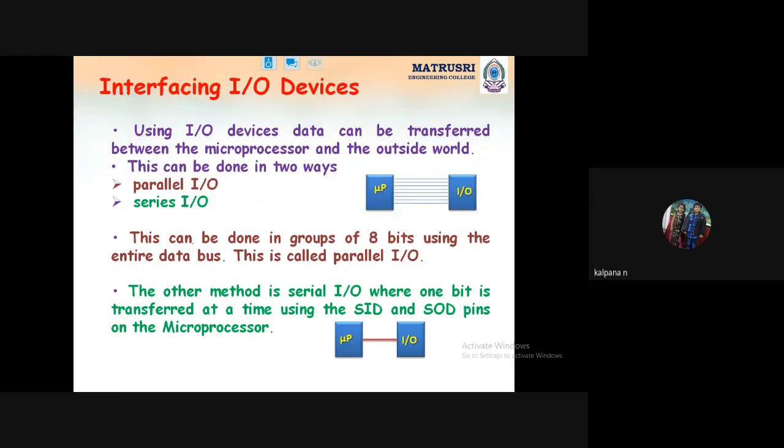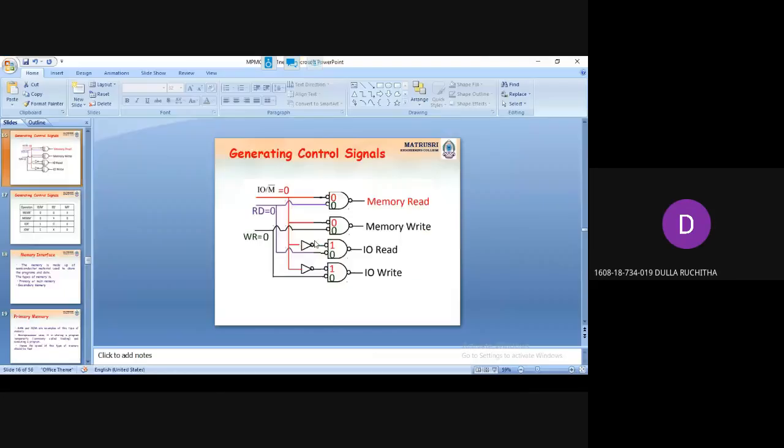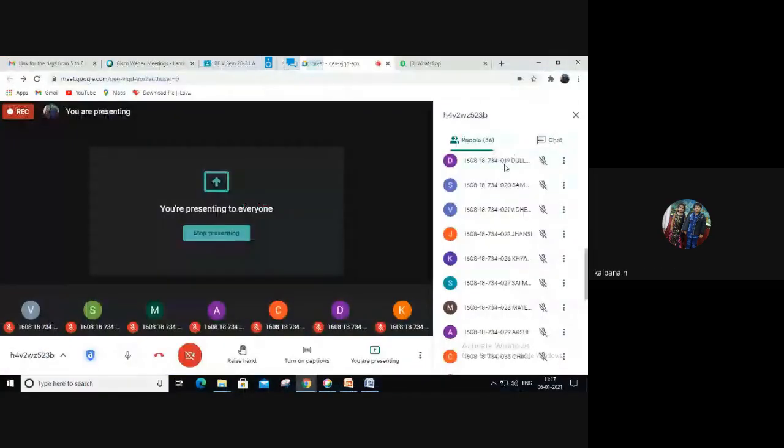Understand? Interfacing IO devices I'll tell later. Till this, understand? In the next class we'll discuss IO interfacing, and before that we'll do one problem based on the memory. Any doubts?